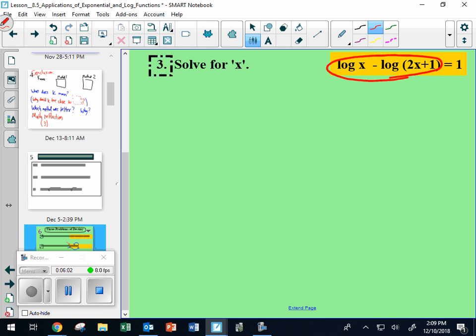So to condense this thing to 1 log, I say it's log. And it never said a base, so what's the base? 10. If it doesn't say a base, it's 10. Of what's in the argument here? X times 2x plus 1 is equal to 1.